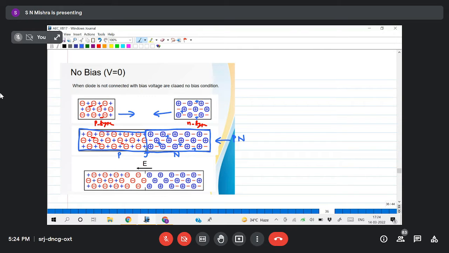Now, last class we have discussed about the diffusion current. So why diffusion occurs? Or what is diffusion current? Last class we have studied diffusion current, drift current. What is diffusion current?